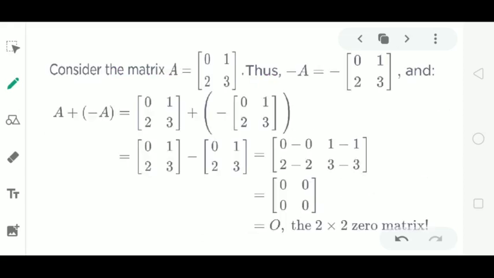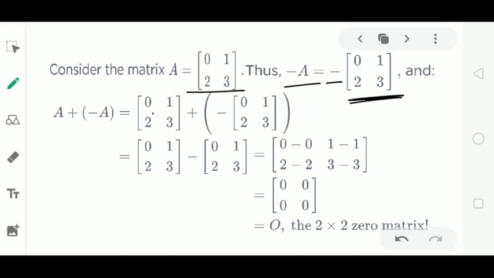Example. Here I have considered matrix A of order 2 by 2. Then we can define another matrix minus A, which is obtained by multiplying minus 1 to each element of A. 0 into minus 1 is 0. 1 into minus 1 is minus 1. 2 into minus 1 is minus 2. 3 into minus 1 is minus 3.